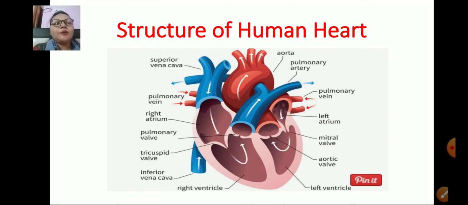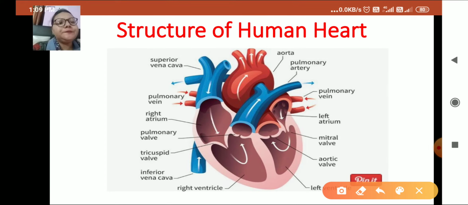Now talking about the structure of human heart, let me tell you the various parts of human heart. These two are the chambers of the human heart. Now we have the pulmonary vein, then we have the pulmonary artery. The pulmonary vein carries the oxygenated blood, and the pulmonary artery carries the deoxygenated blood.